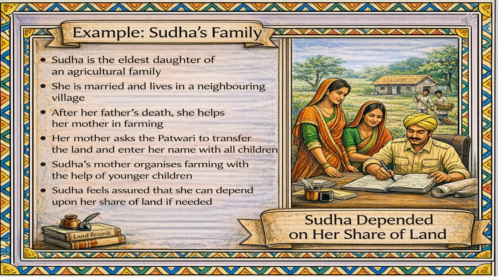Sudha is the eldest daughter of a farming family. She is married and lives in another village. After her father's death, her mother asks the Patwari to add her name and the names of all her children, including Sudha, in the land records. Even though Sudha lives elsewhere, she feels secure because she now has a legal share in the land. This shows that the 2005 law gives daughters equal rights in land and property.